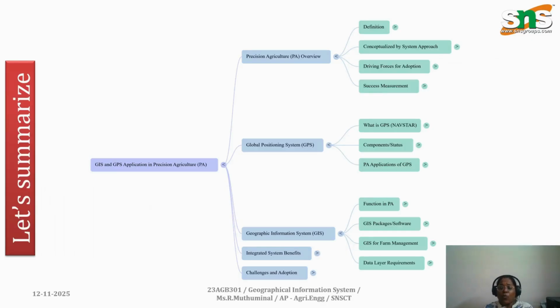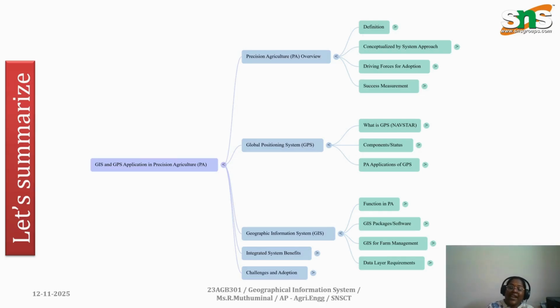So let us summarize what we have seen today. Ultimately, the motivation for the widespread adoption of precision agriculture technologies like GIS and GPS is driven by the potential for economic gain from related agricultural inputs, improved farm management efficiency, and public or legislative concerns over the excessive use of agrochemicals. That means whenever we depend upon a crop's health, it is mandatory for us to identify the systematic approach and the driving force for adoption, which will lead us to measure success in the near future.